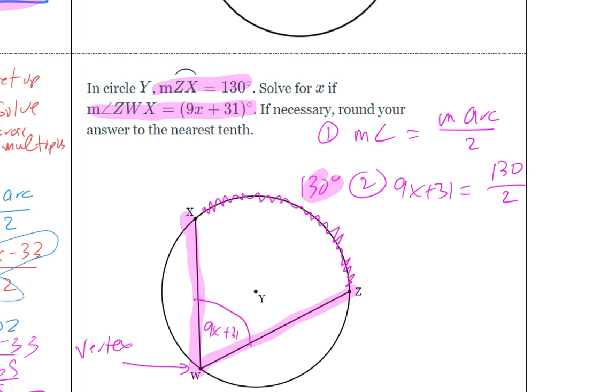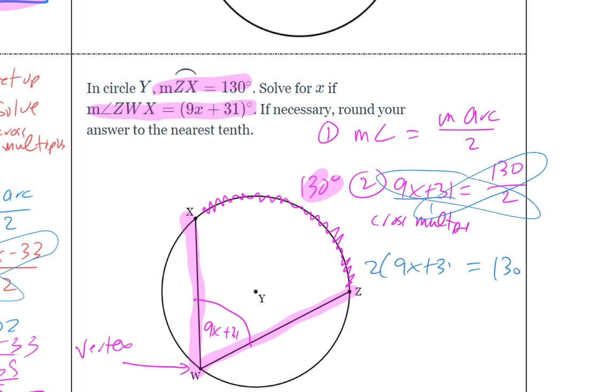Okay, so now let's cross multiply. All right, so if we cross multiply, we're just going to put that over 1, right? We're going to say 1 times 130. So I like to put the numbers on the right side, right? And then 2 times that. So you could either do that in your head or just take 2 steps. So we'll just take 2 steps. So the first step is writing it just like that, right? 2 times 9x plus 31 equals 130 times 1, right?